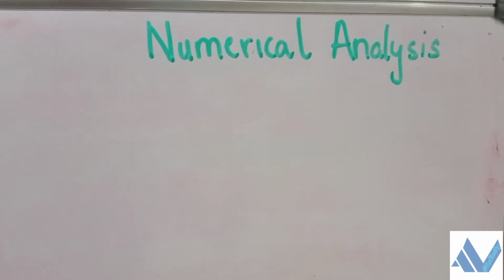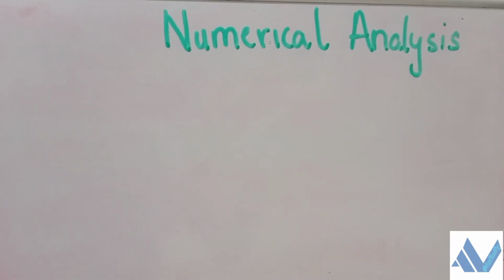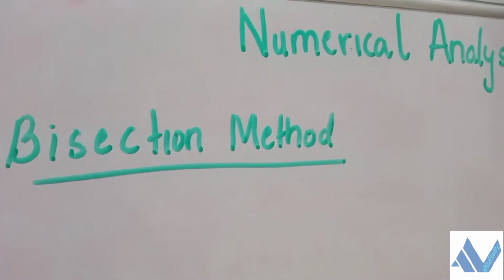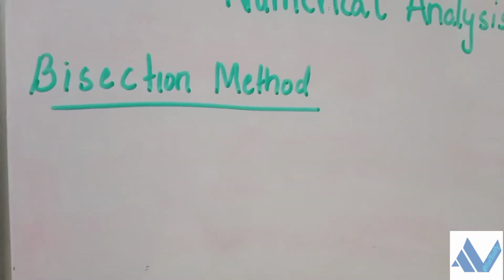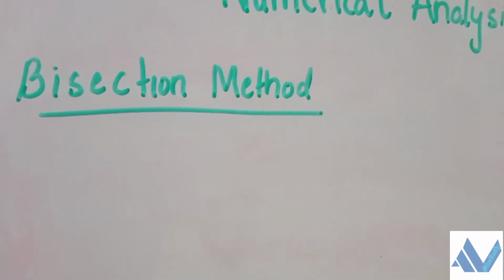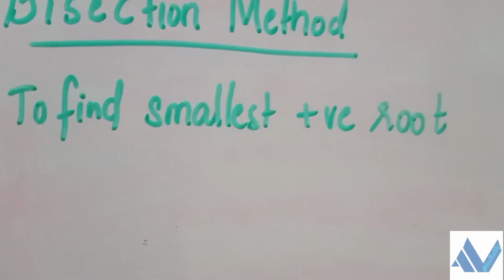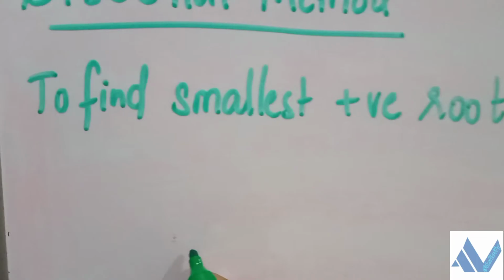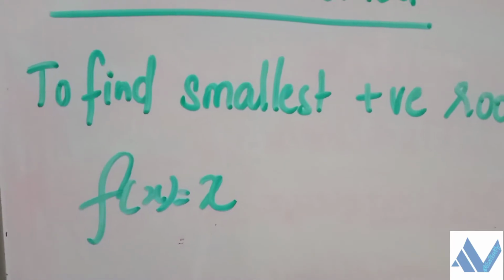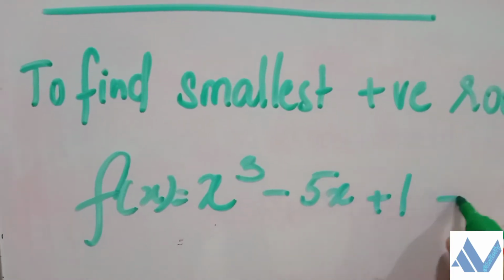And this is a PG based subject. So let's start with module 1, and the first method in this is the bisection method. The problem is: perform 5 iterations of the bisection method to find the smallest positive root. The equation for this is f(x) = x³ − 5x + 1 = 0.